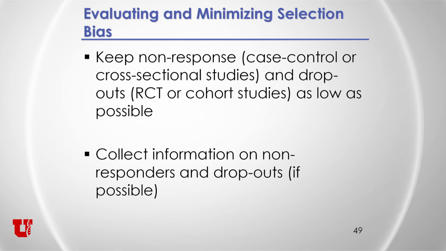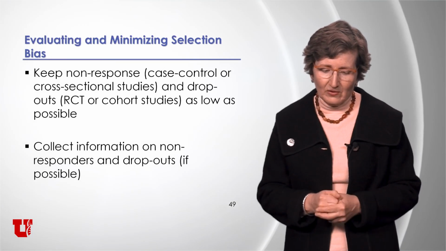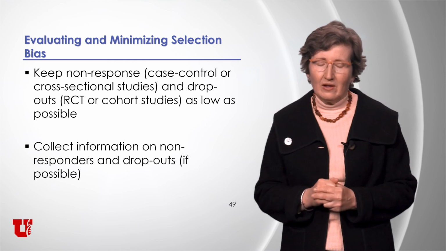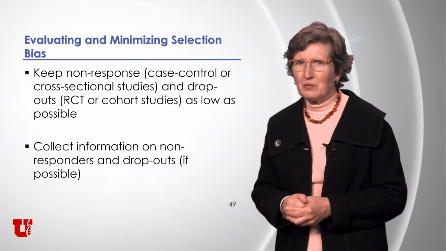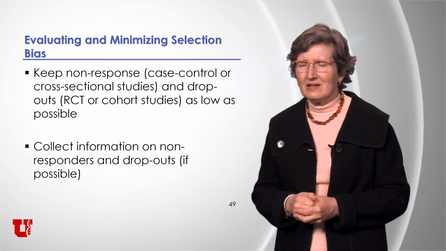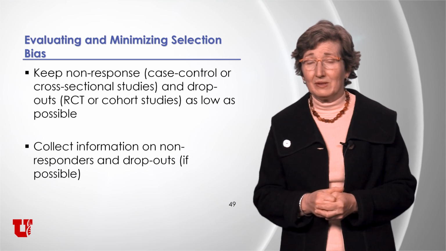So another way of evaluating selection bias is to collect information on your non-responders and dropouts, if possible. So again, the keys of selection bias are the study design and how you conduct your study. Once you've got the data, if they're already biased, there's really less you can do. The problem is kind of built in at that point.